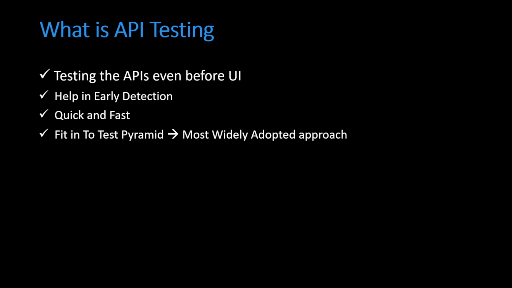And API test cases best fit into test pyramid. Test pyramid is one of the widely adopted approaches which says that there should be more number of unit test cases that should be automated than API test cases, and there should be minimal number of UI test cases, meaning the focus is shifting towards API test cases. So it becomes important that we should understand how to perform API testing.